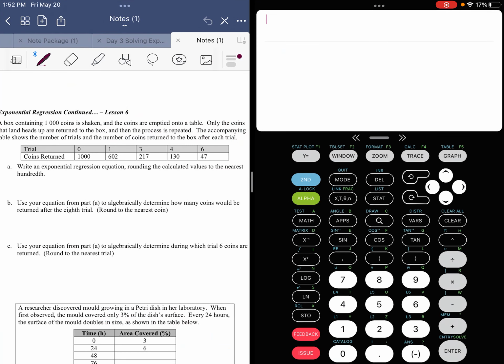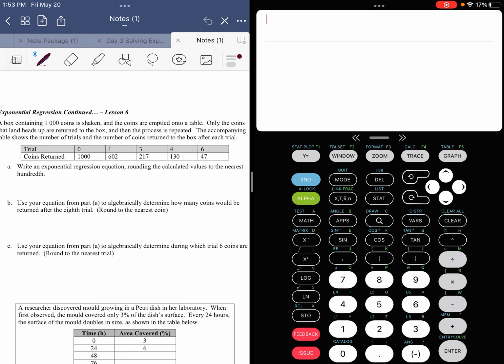All right, hello everyone. This is lesson 6, exponential regression continued. So we're still going to be graphing things. If you want the introduction on how to do regression, that's the last video, and this is lesson 6. All right, so we have this first question.